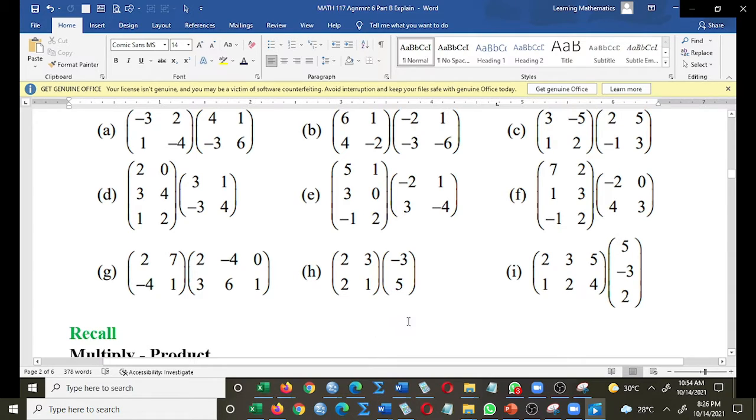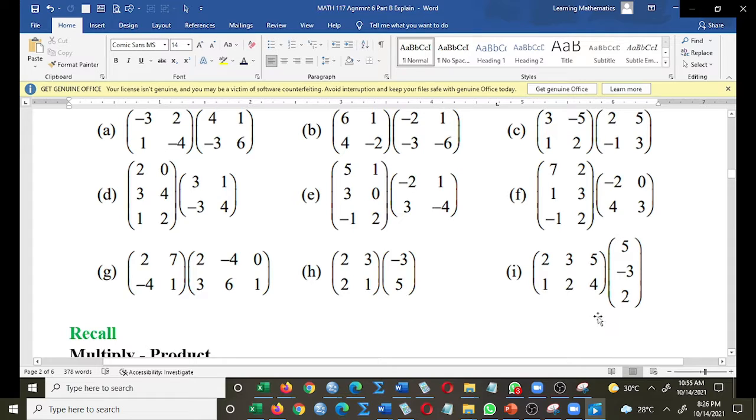We have a 3 by 2. What do you mean a 3 by 2? Where is the 3 by 2? There is no 3 by 2 there. So we have 3 columns and 2 rows. So it's a 2 by 3. Yeah, 2 rows and 3 columns. And that is a 3 by 1.